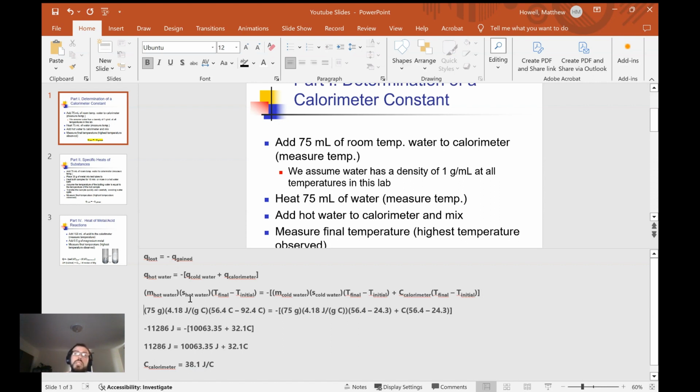Now, in an example that I just made up, the temperature at which the cold water and hot water come into equilibrium is 56.4 degrees Celsius.